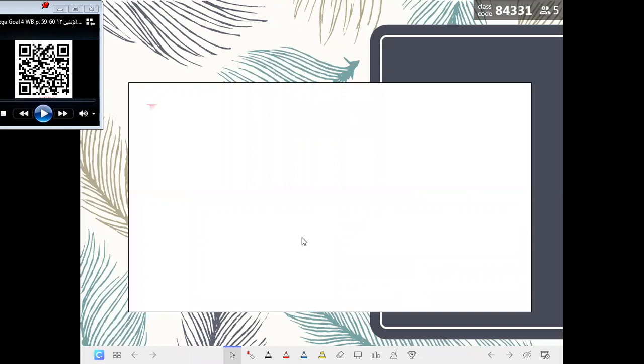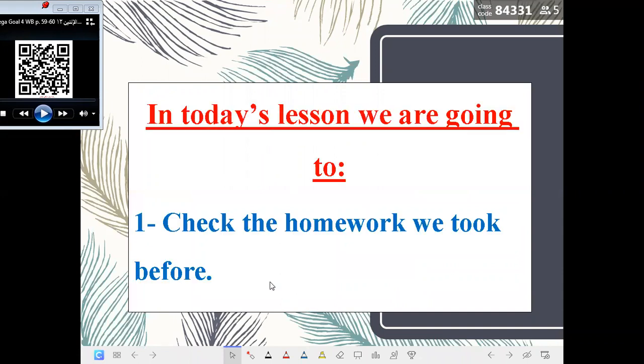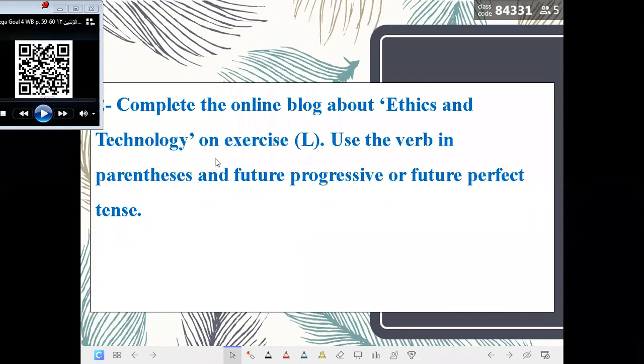In today's lesson, inshallah, number 1, we are going to check the homework from before. Number 2, complete the online blog about ethics and technology. On exercise L, use the verb in parentheses and the future progressive and/or future perfect tense.